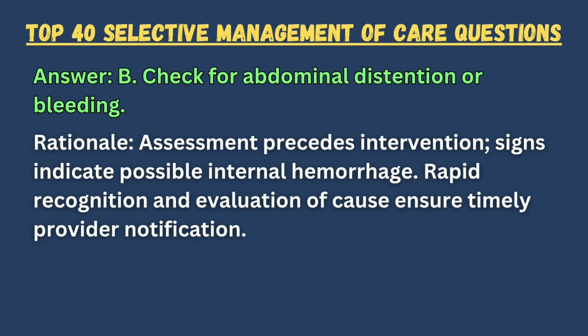Answer. B. Check for abdominal distension or bleeding. Rationale. Assessment precedes intervention. Signs indicate possible internal hemorrhage. Rapid recognition and evaluation of cause ensure timely provider notification.